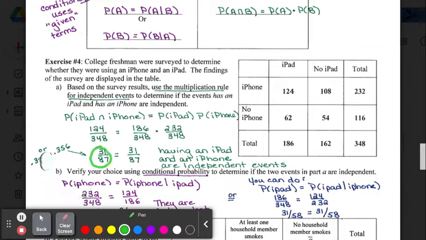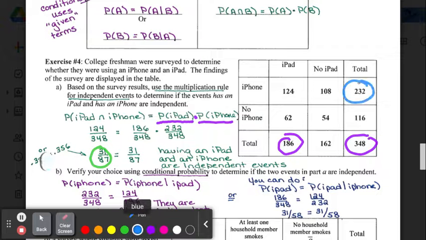And then on the other side, I multiplied the two together. Probability of an iPad times the probability of an iPhone. So probability of an iPad is 186 over our total, 348. Probability of an iPhone is 232 over 348. So when I put all of this in my calculator, I ended up with the same answer. So those two events are independent. One does not affect the other.